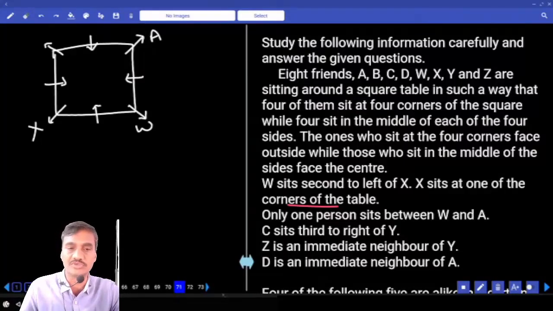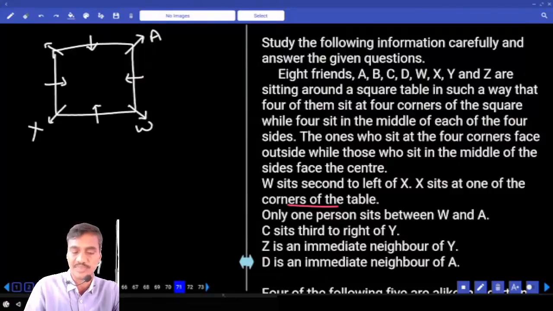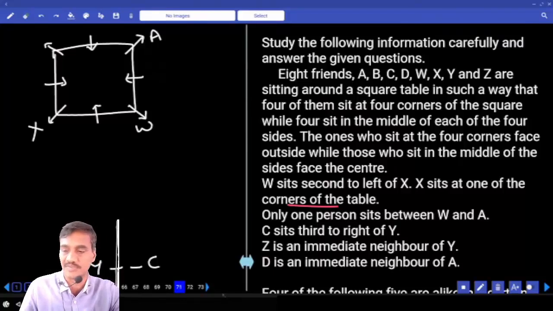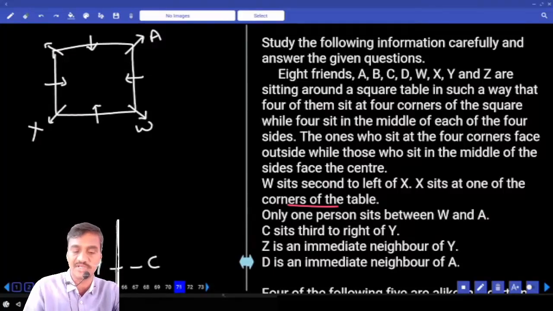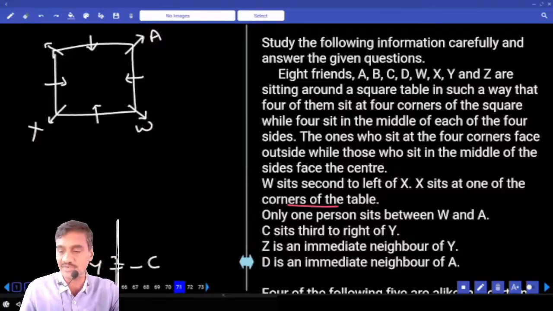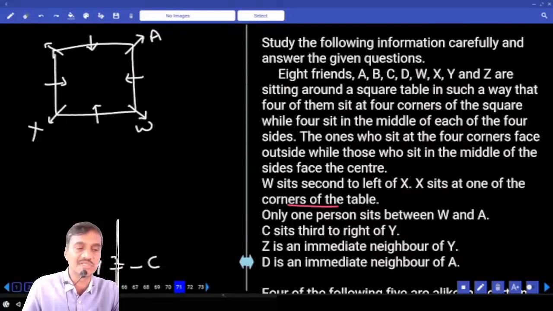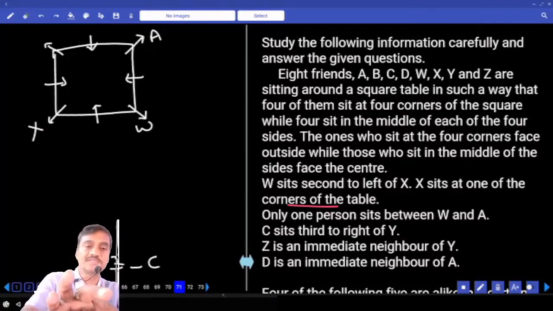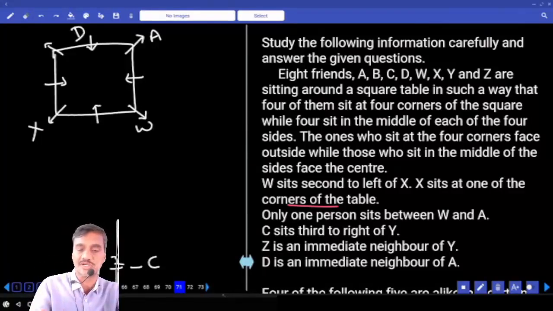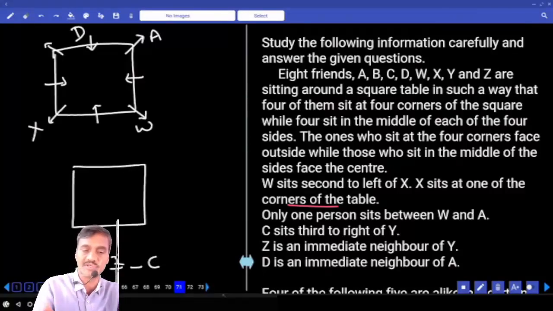And C sits immediate right of Y. What about this C? C is seated immediate right of Y. As of now, we cannot represent the data in the main figure. Z is an immediate neighbor of Y, so Z and Y are adjacent to each other. D is an immediate neighbor of A. Tell me how many possibilities we have? 2 possibilities. D as an immediate neighbor of A can be like this, or, in the second possibility, like this.